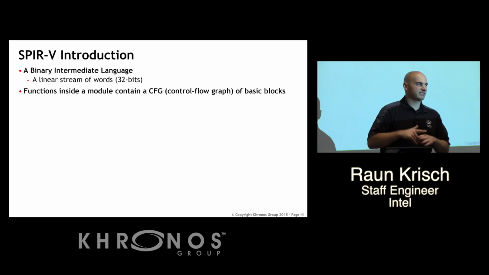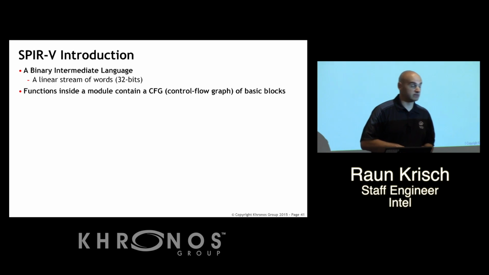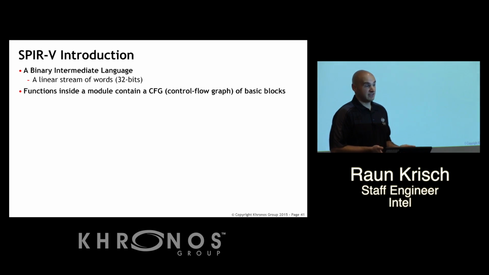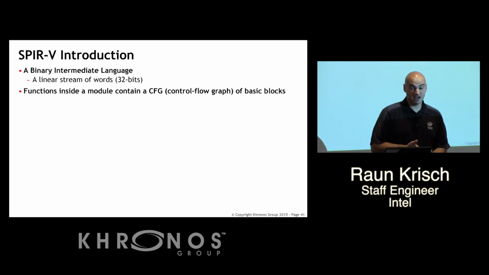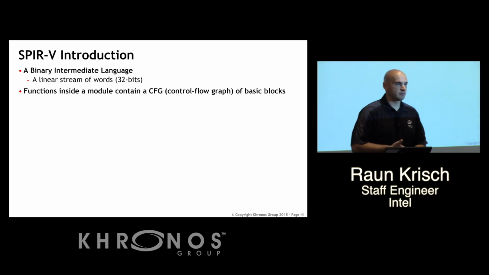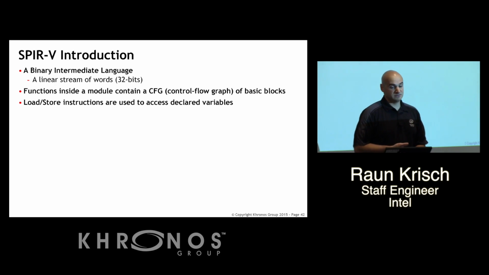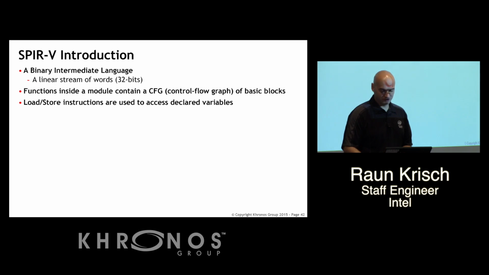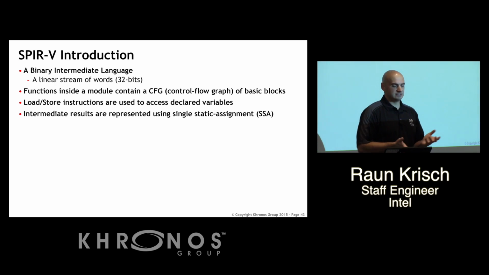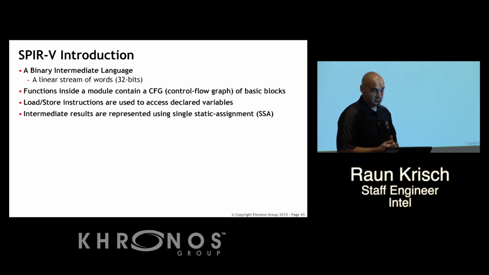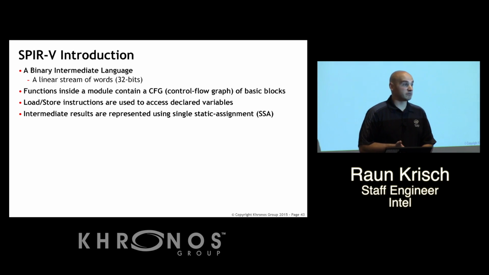Now, once you get past the header information and describing the properties of your language in SPIR-V, you're going to have functions. A SPIR-V function contains a control flow graph of basic blocks, and then a basic block contains a list of instructions. These are all very familiar terms to anybody who's done language work or compiler work, and it's very easy to represent and understand. Like many languages, we can declare variables, we can load and store from them. And in SPIR-V, all intermediate results are represented in a form called single static assignment. This is a very nice property that many compilers and language parsers keep around.